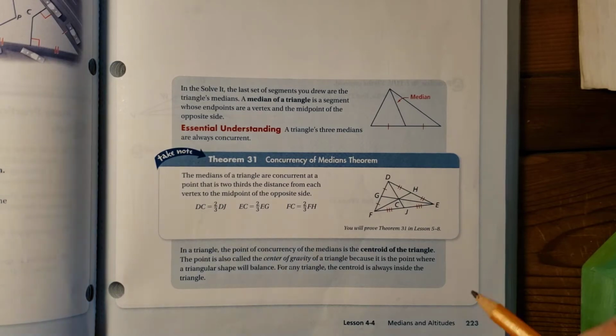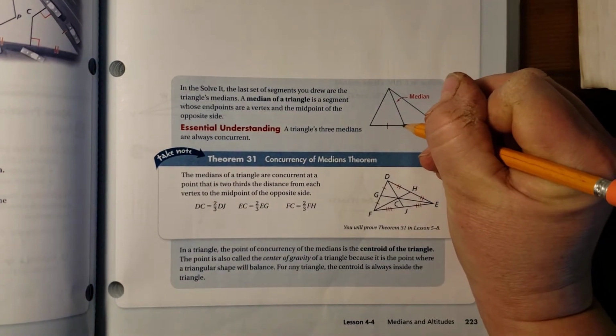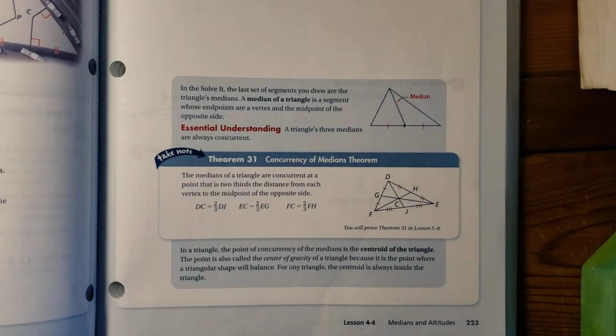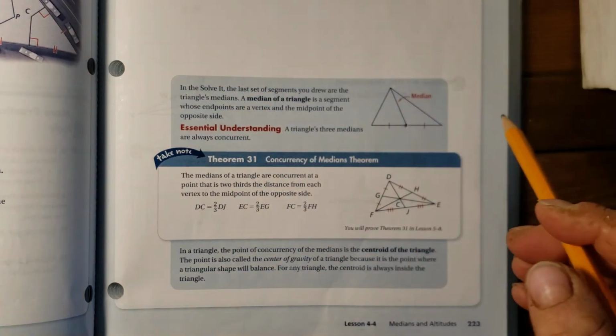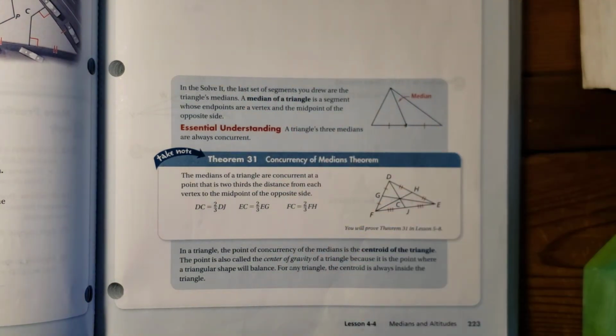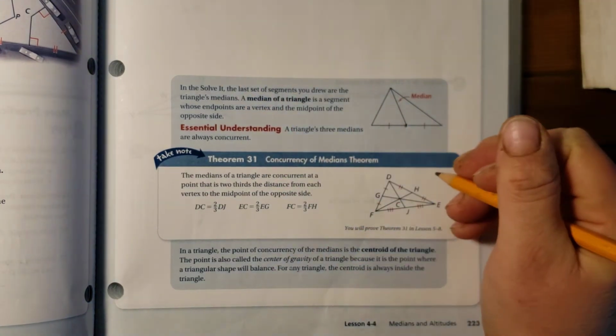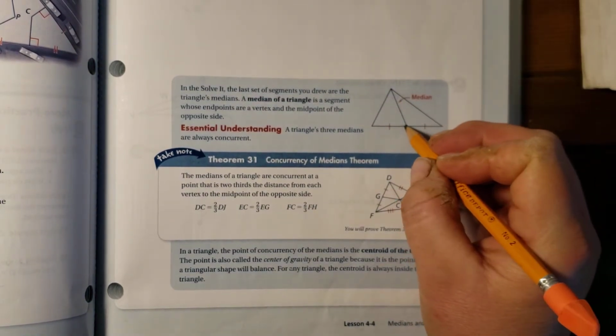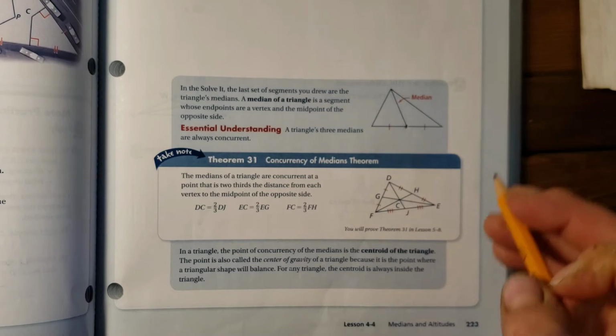So the median is where you take the midpoint of the side and you connect it with the vertex that's opposite it, okay? So you can draw any triangle, obtuse or acute or right, and you're always going to be able to draw a median. You find the midpoint of the side and you connect it to the vertex.